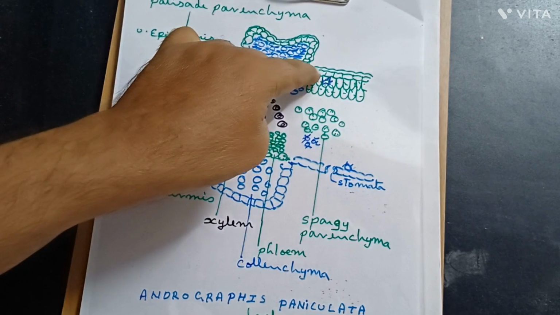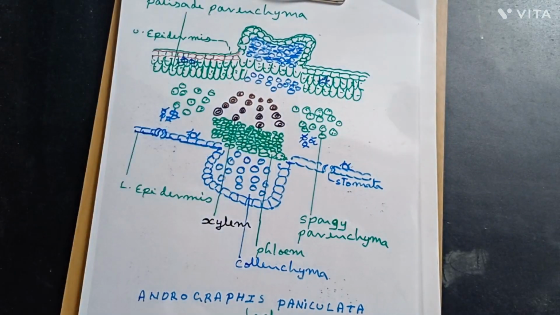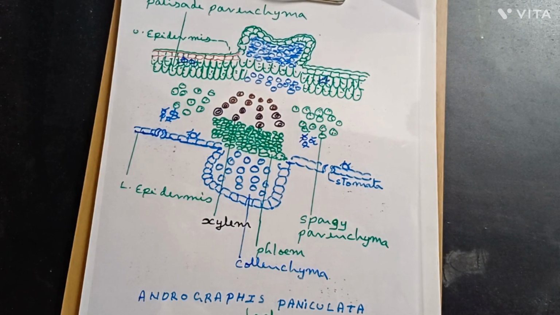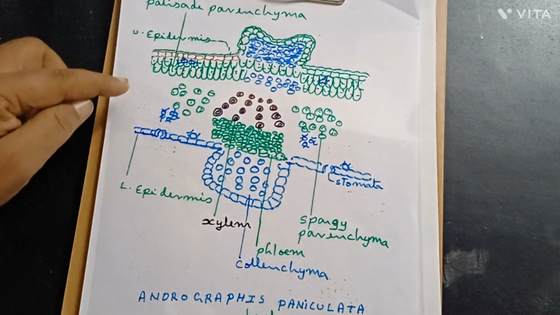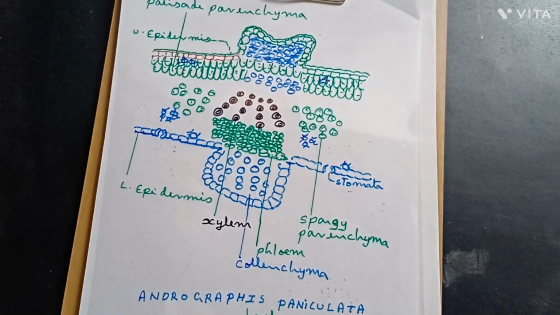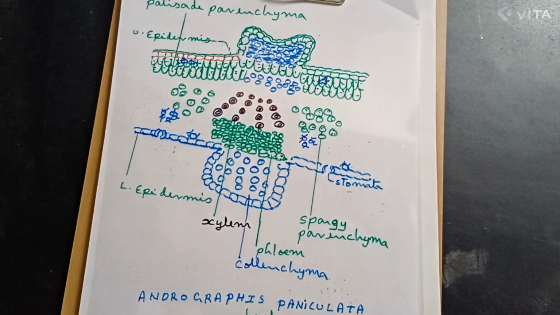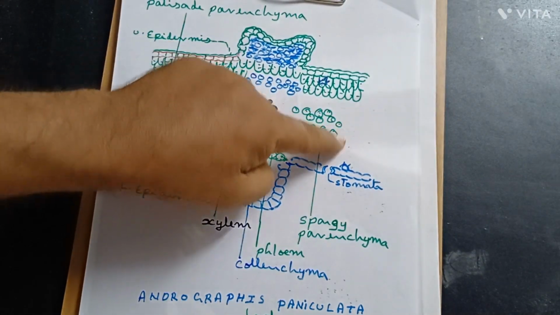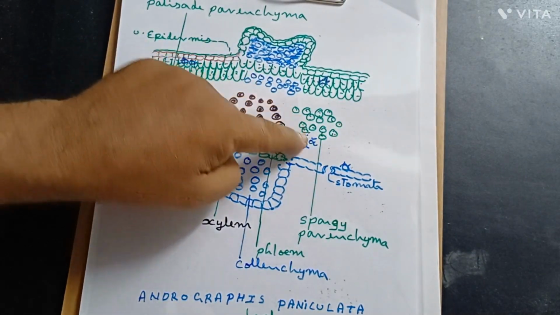You can see the upper epidermis very clearly here. Below the upper epidermis, you can see 2 to 3 layered palisade parenchyma. Below the palisade parenchyma, in the center, towards both sides of the center, you can see the presence of the spongy parenchyma. Are you able to see the spongy parenchyma here?